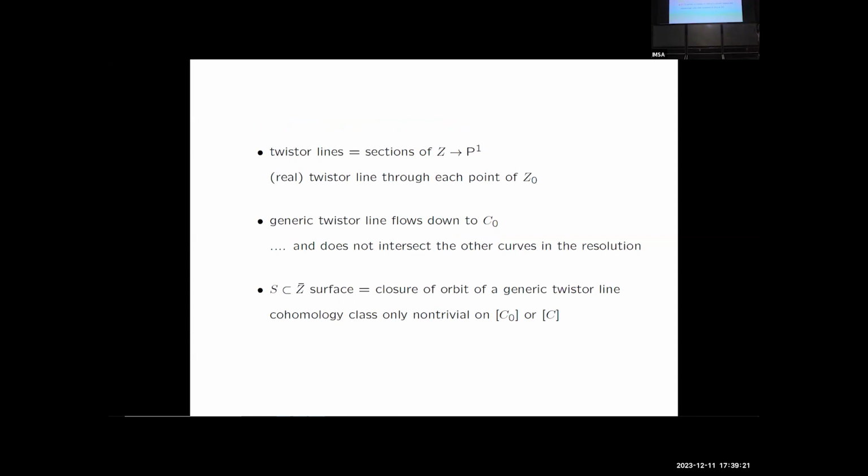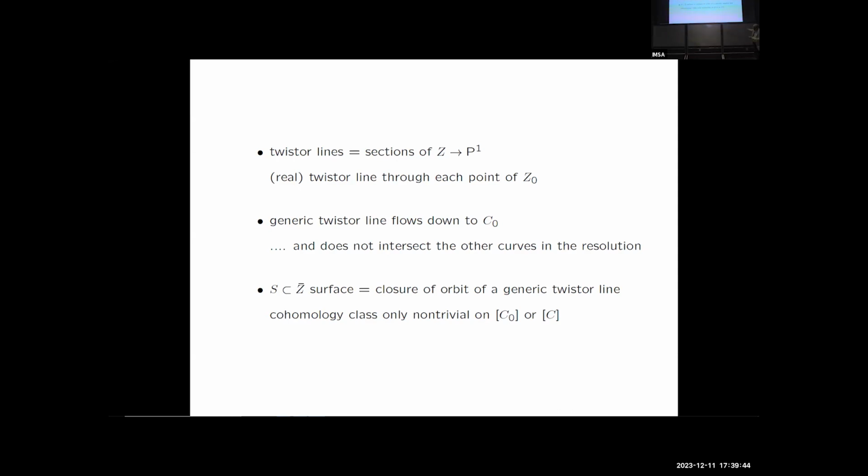Now, the twistor lines, in full twistor lines, are sections of this P1. So, in particular, there's a real twistor line, at least through every point of Z0. The real twistor lines are the ones which identify this with a product, C infinity as a product. So we're going to look at this C star action.